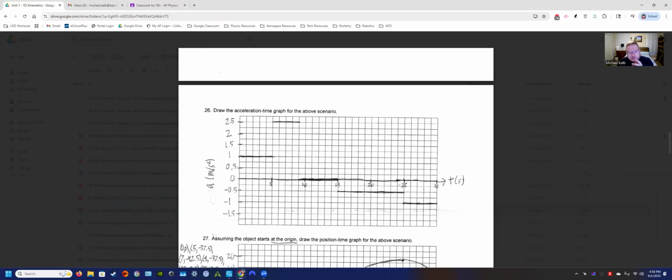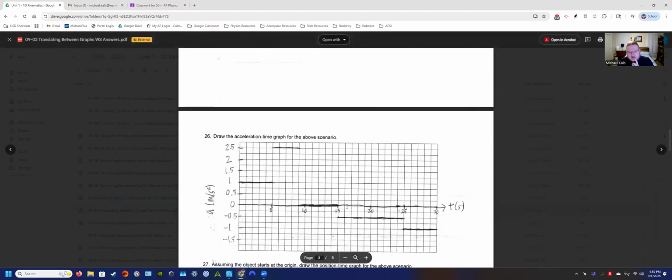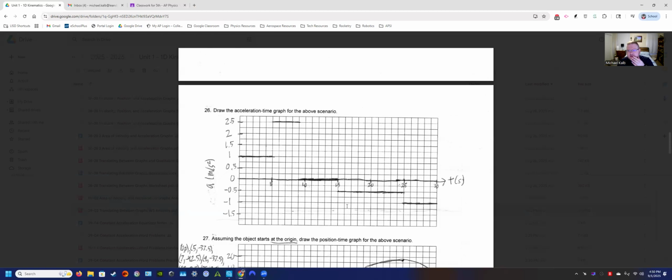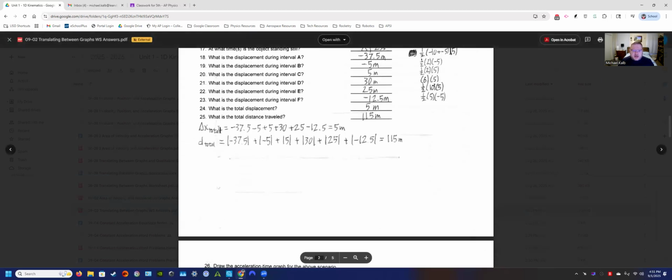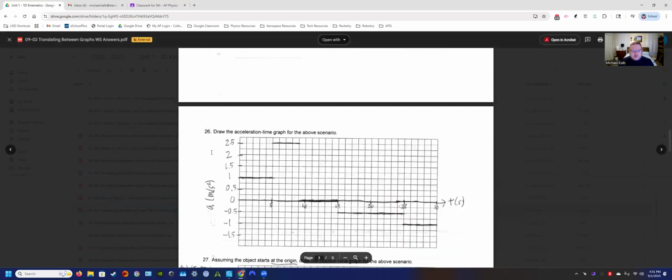All right. Assuming the object starts at the origin, so at 0 meters, draw the position time graph for the above scenario. So this is where, unfortunately, since I don't have a dot cam, I can't go through this with y'all in real time. So you might have to pause this several times to figure it out. But here's what I did. I took all these displacements. So it started at 0, 0.